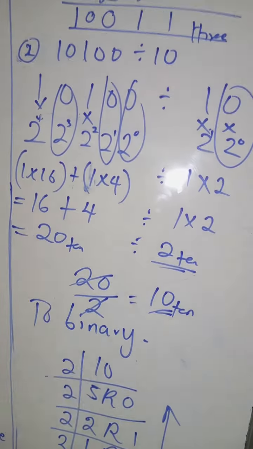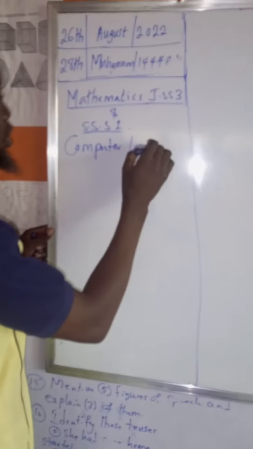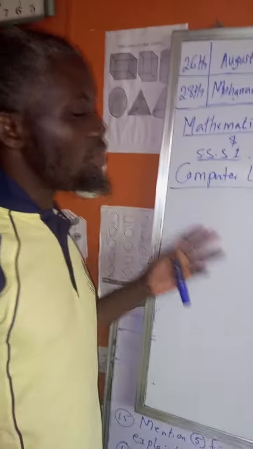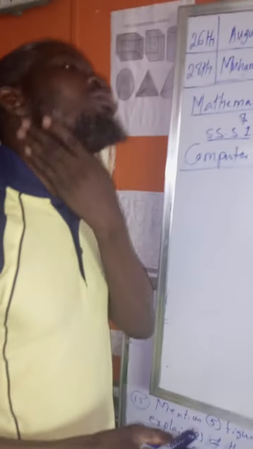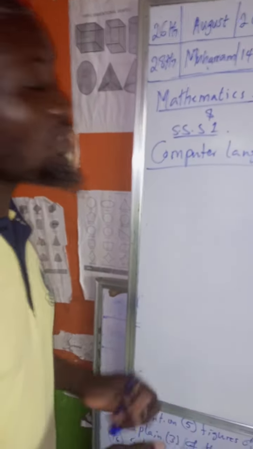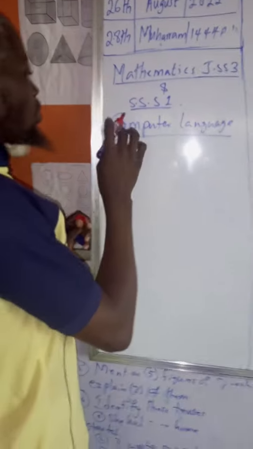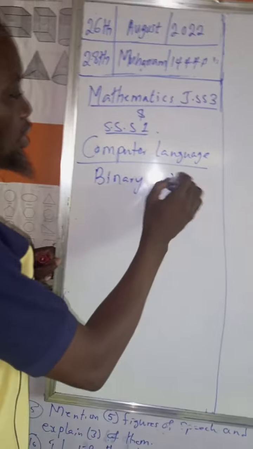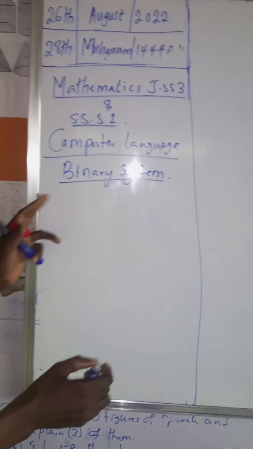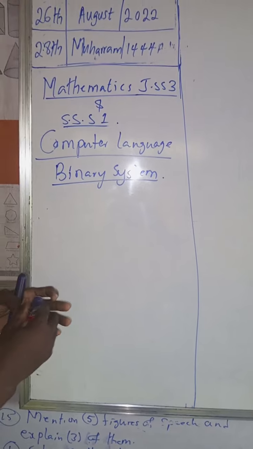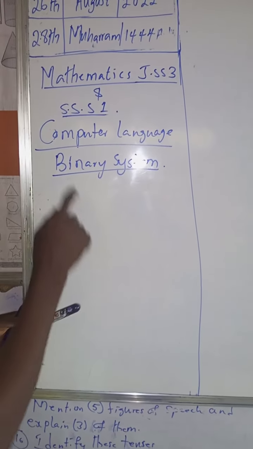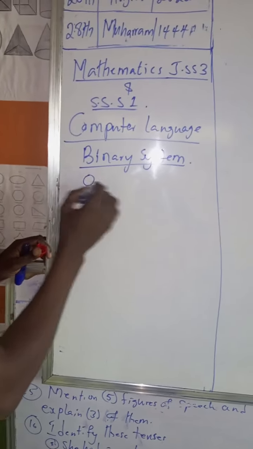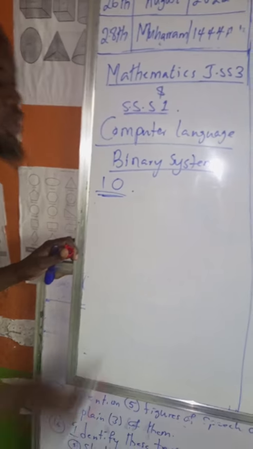So now we are going to move to computer language. Yes, the computer doesn't understand the ABC that we type. We were wondering how come the computer doesn't understand? Computer actually understands binary. So the computer understands the binary system. That is what the binary system is: just 0 and 1. So how do we go about it?